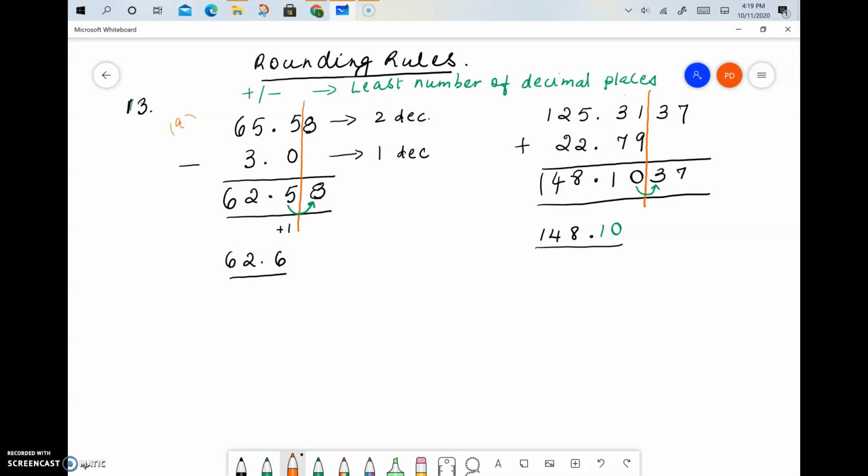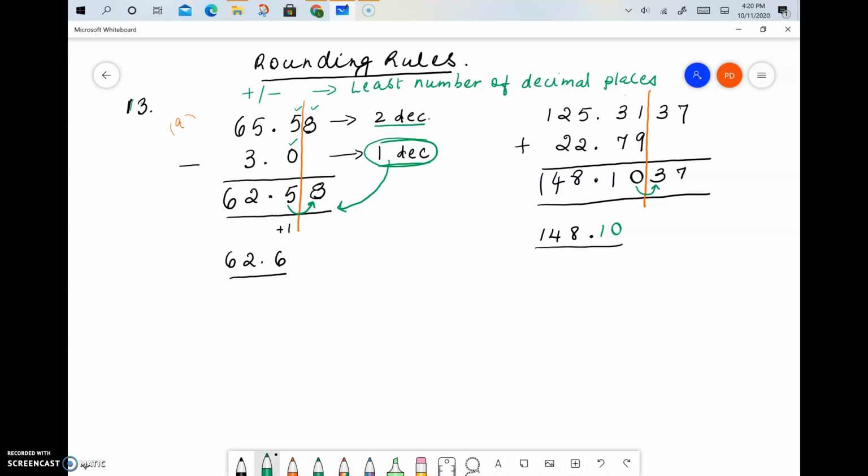65.58 minus 3 is 62.58. But then at the end of the problem, we need to round it to the correct number of decimal places. So the rule says, look at the least number of decimal place values. Now we look at the first number, it has 2 decimal place values. So that's 1, that's 2. The second number has 1 decimal place value only. Now the smaller of the two is 1 decimal place value. So that's what we need to round our final answer to.